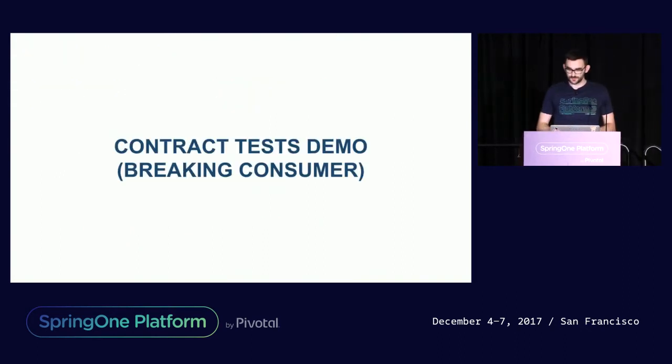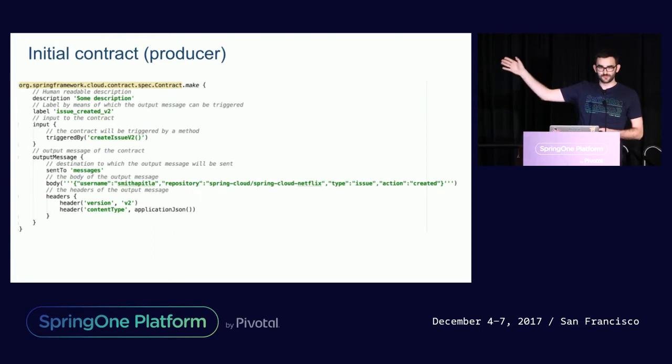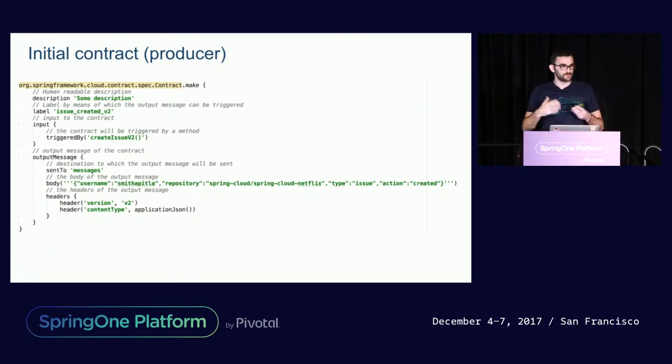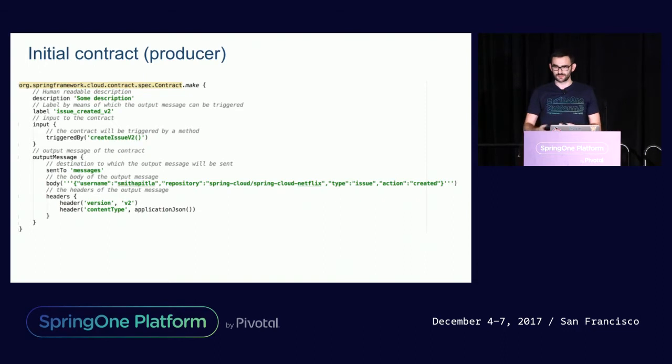So now time for the demo. You're going to see some code on the slides, so for sure it's going to compile. Here's an example of a contract for messaging. So we have some description. We have a label, issue created v2. Let's remember that name, issue created v2. And we say that, with messaging, something triggers a message, right? It's not like with HTTP that you send a request and you get the response. Something has to trigger the message.